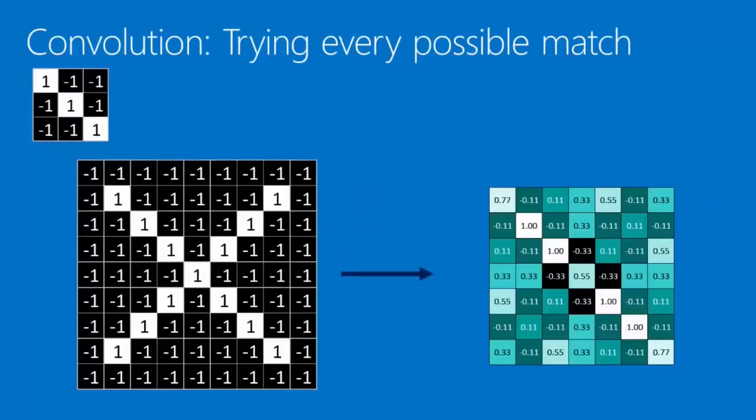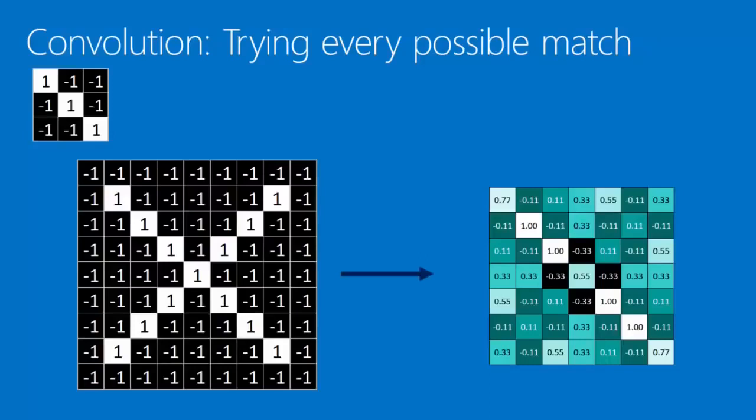By moving it around to every possible position, we do convolution. That's just the repeated application of this feature, this filter, over and over again. And what we get is a nice map across the whole image of where this feature occurs. And if we look at it, it makes sense.